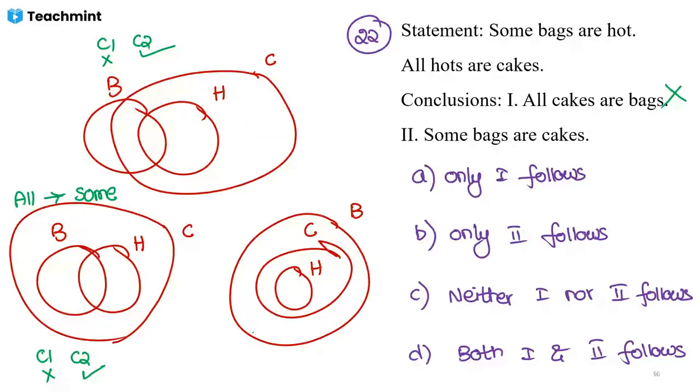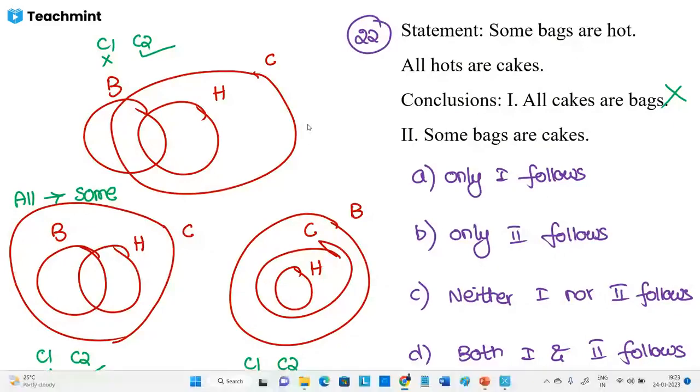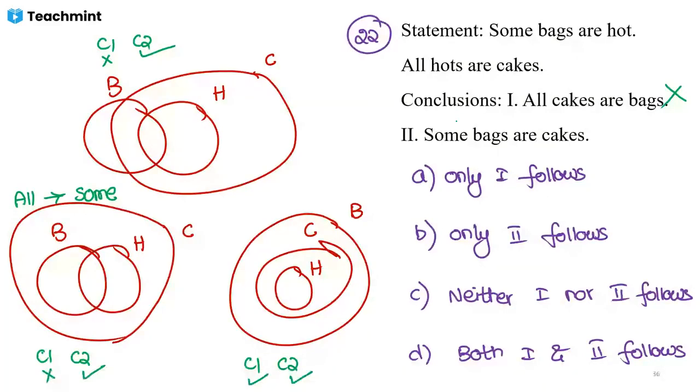Next one here, some bags are cakes. Correct. All cakes are bags. Correct. Both correct here. But which is true in all cases? Which is true in all cases is, yes, what should be your answer? Option B, only two follows. Excellent, my dear. This syllogism, two questions, you should not miss that.